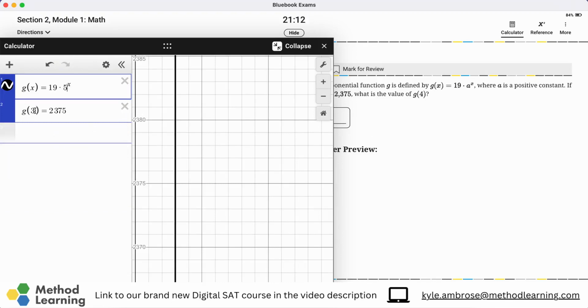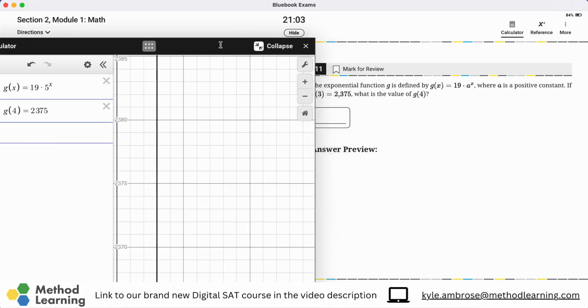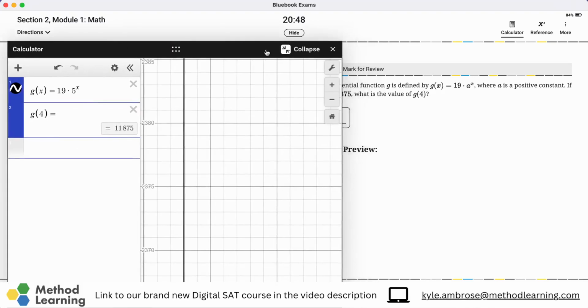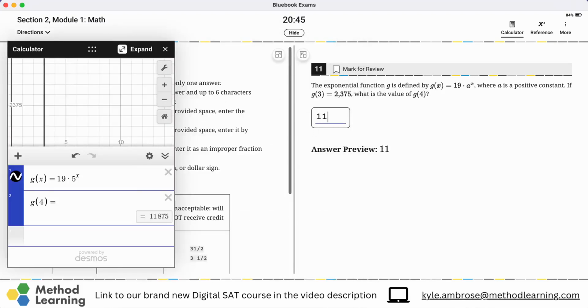All I need to do now is replace this 3 with a 4, and it's going to tell me what the value of g of, oh shoot, g of 3 is supposed to be 2375. Oh, I see what it's doing. g of 3 is 2375, like we knew, but g of 4, if I replace it, tells me it's 11,875. So that took us a little while to get to, but we were able to use Desmos, and we did it a little sloppily, but hopefully it makes sense the way we did it.